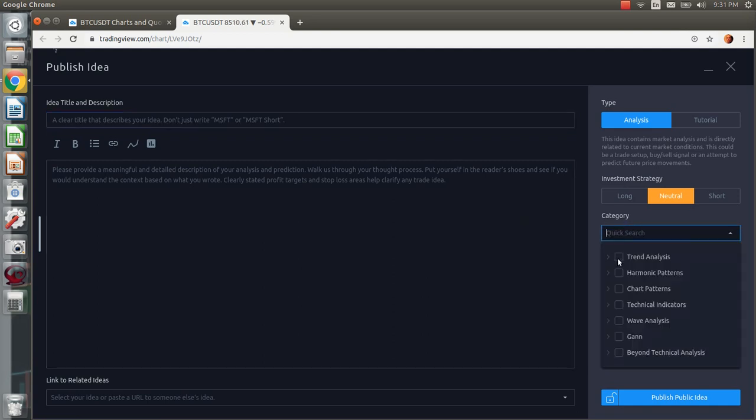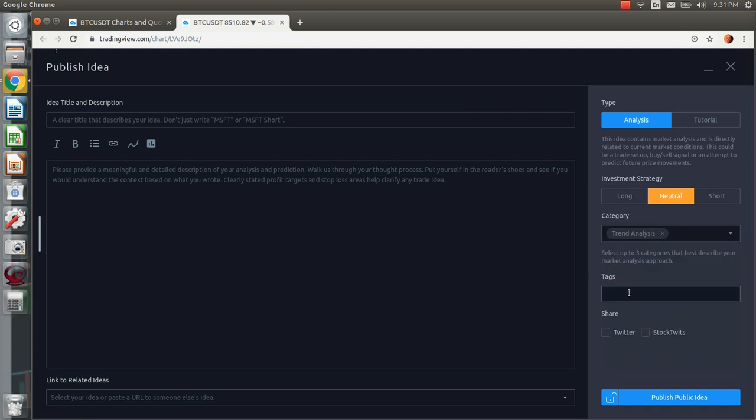I pick trend analysis, and then I come in here and type in the tags. XBT is Bitcoin, so I type in BTC, and then Bitcoin. Those are my tags. So if people are looking for an XBT chart, or if they're looking for Bitcoin, they'll see this chart, and then I'll post it to Twitter. And that's how you share a chart.